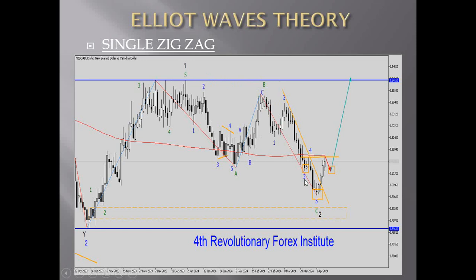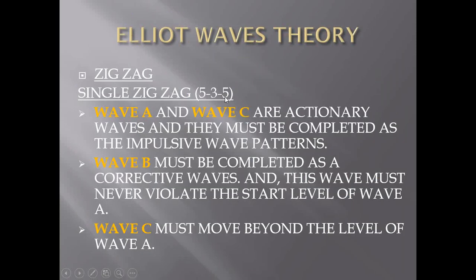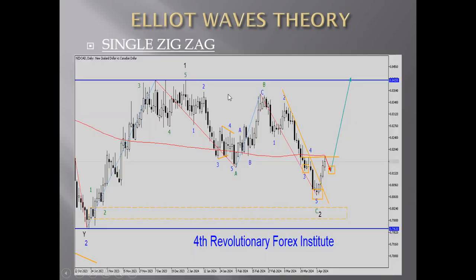Then we move to wave C. So wave C is the final 5 of the 5-3-5 structure. So wave C must be completed in 5 waves, and it must also be completed in a similar direction as wave A. So wave A and wave C must both be completed in 5 waves, and they must both move in the same direction. Okay, then finally wave C must be completed beyond the level of wave A. So you can see here that this is the end of wave A, and this is the end of wave C. So you can see that our wave C was completed far beyond the level of wave A.